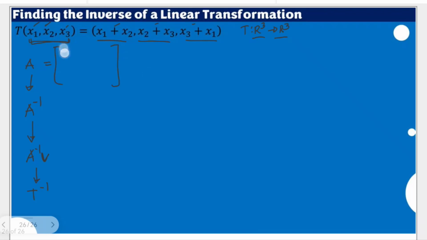So that's 1, 1, then 0 here. Our next entry is x sub 2 plus x sub 3. We don't have x sub 1, so 0, 1, 1. And finally, we have x sub 3 plus x sub 1. You could always start here, it's commutative. X sub 3, x sub 1, and we don't have x sub 2 here. This is the standard matrix.